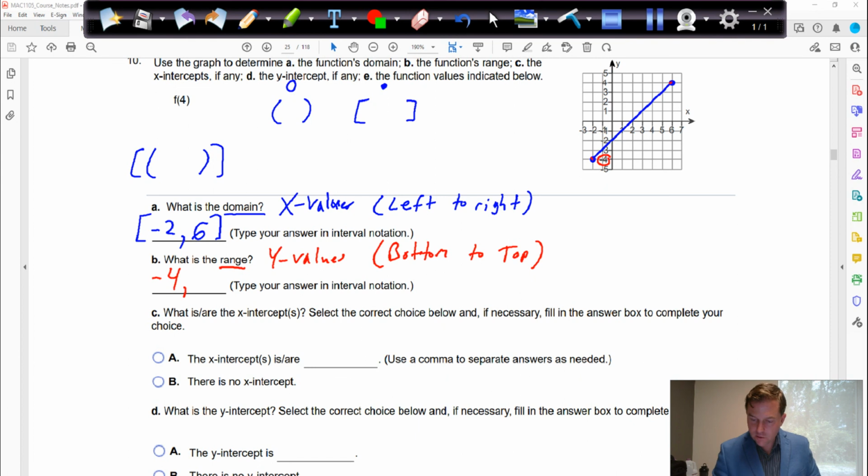What's the top of the graph? It's right here. What's the y value? It's positive 4. And then by my same argument, because those dots were filled in, it's going to include those numbers, so we're going to use brackets.